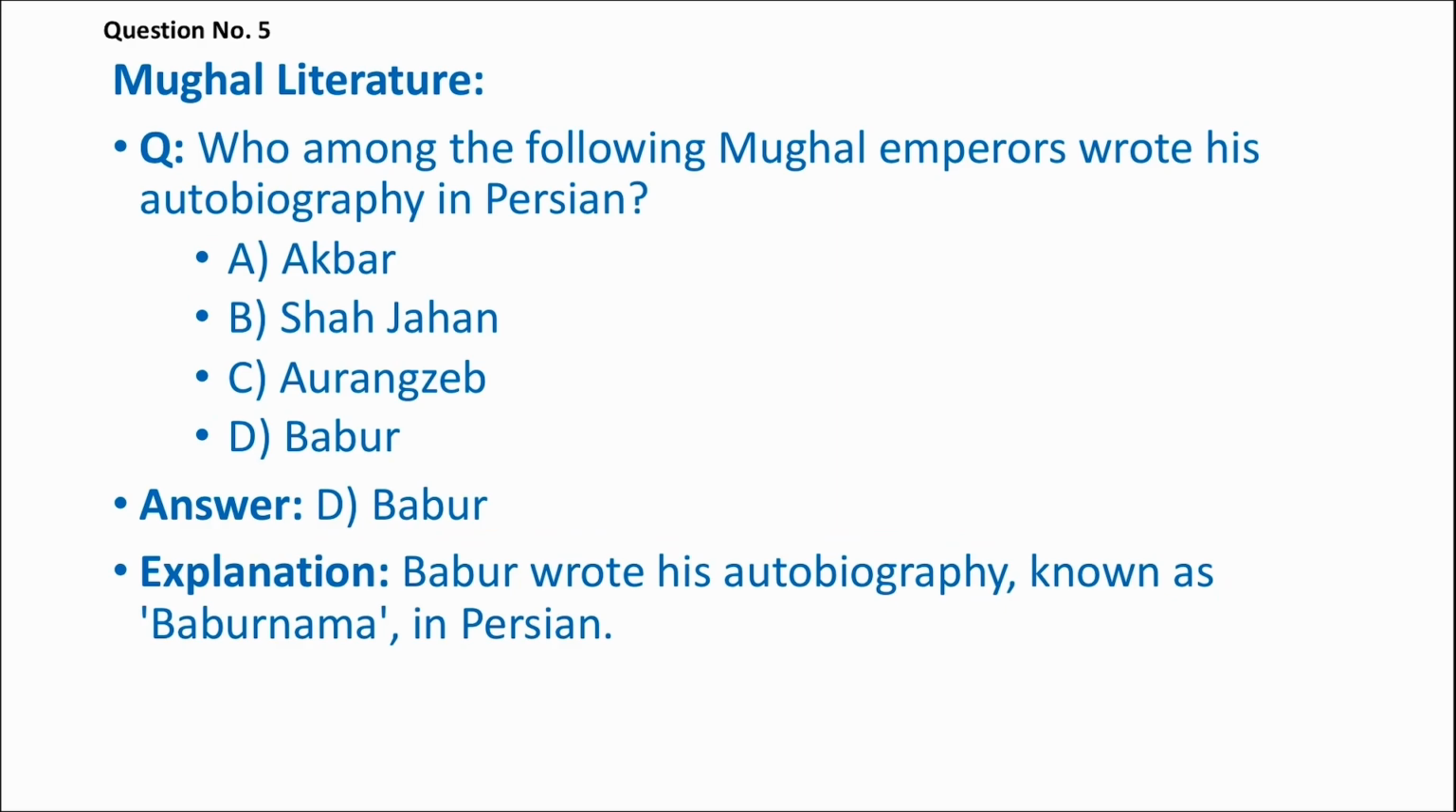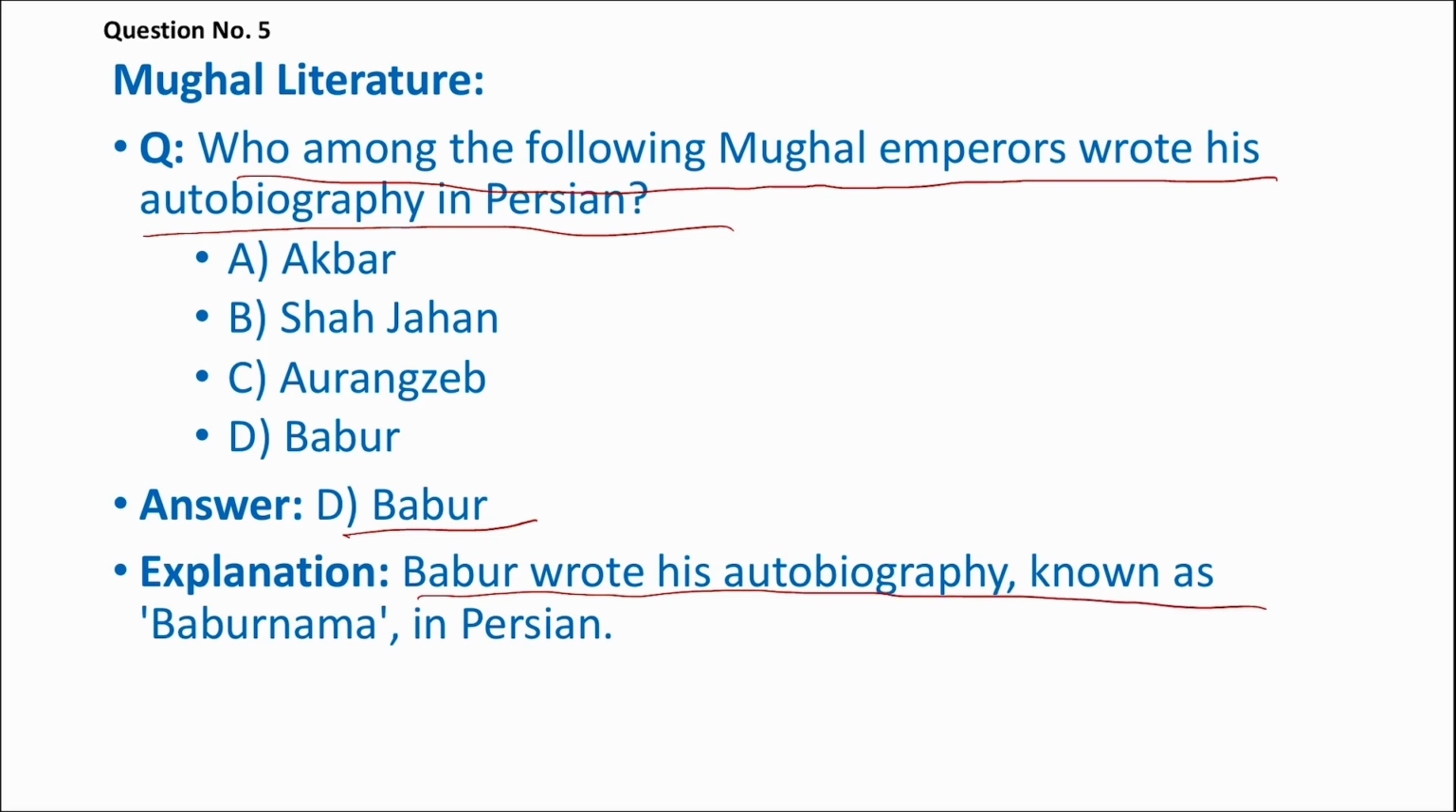The next question is on Mughal literature. Which of the following Mughal emperors wrote his autobiography in Persian? In fact, it was Babur, not Akbar, Shah Jahan or Aurangzeb. It was Babur who wrote his autobiography in Persian. So Babur wrote his autobiography, known as Baburnama, in Persian.